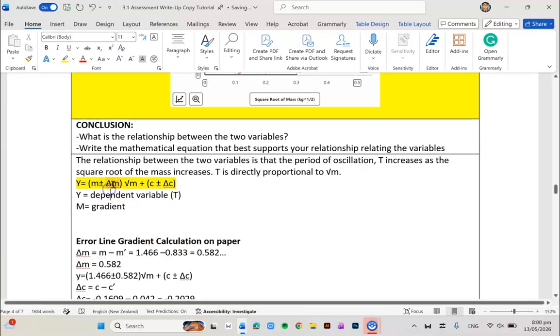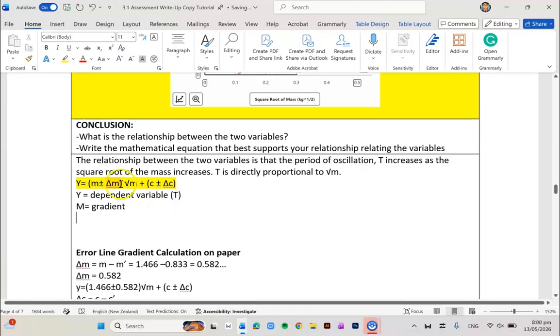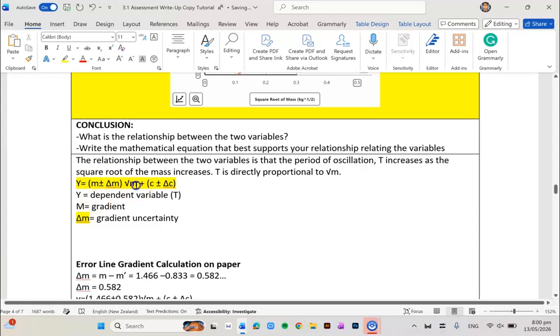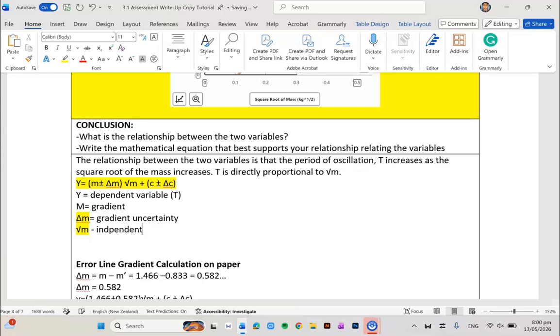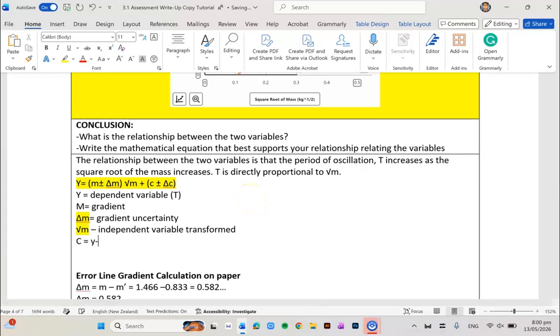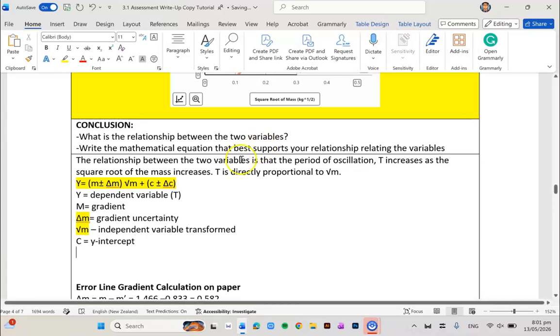This is the uncertainty symbol, it's delta, so I'm just gonna do this. Equals gradient uncertainty, right? And then the square root of mass is obviously the independent variable transformed, right? And then C is the y-intercept, which is given to you on the software. And obviously this is the uncertainty of the y-intercepts.